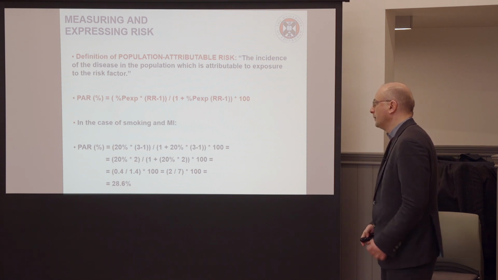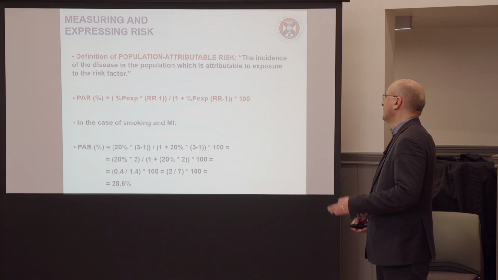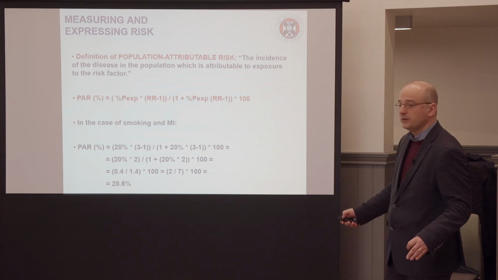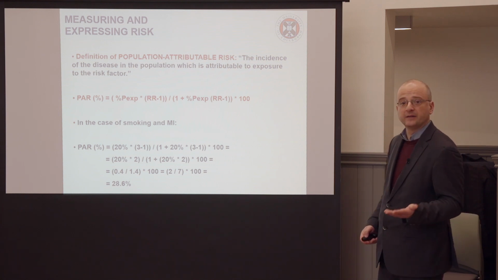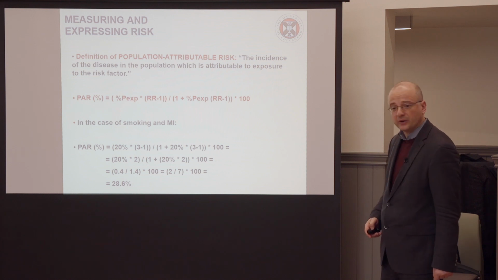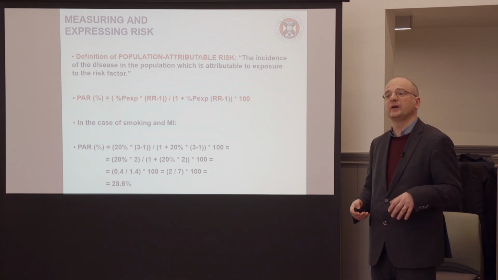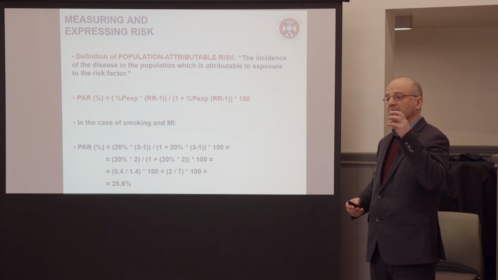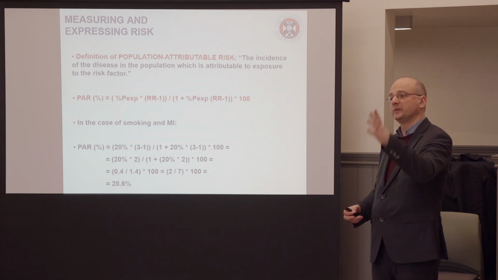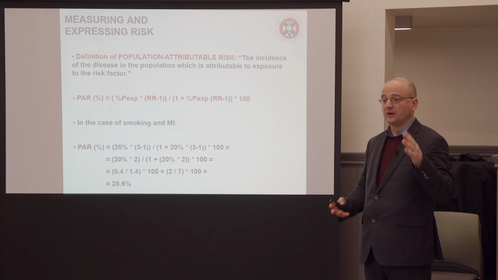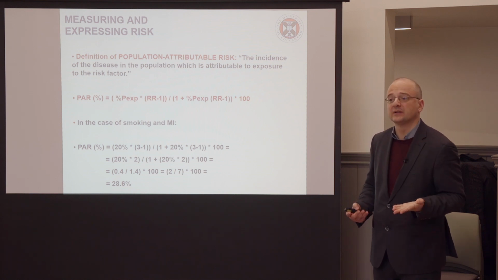And if you removed smoking from the population entirely, you would reduce the incidence of myocardial infarction by 28.6%. This is what would happen. So this is the only way you can really know how an individual risk factor contributes to the incidence or the burden of disease: by removing it and seeing what happens.